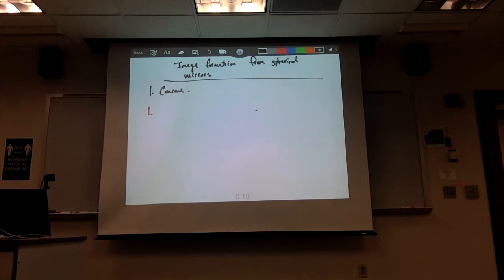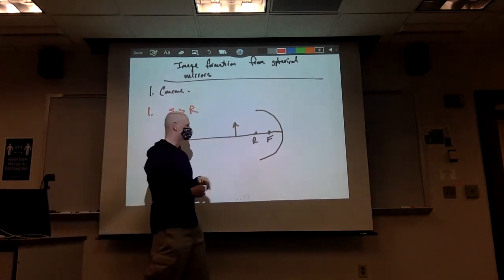So here, first of all, is my concave mirror. Here is my principal axis. Here's my radius of curvature. Here is my focal point, which again is half of the radius of curvature. So for case number one, I'm going to put my object somewhere out here. Case number one is when the object distance is greater than the radius of curvature. So basically I just want it to be larger than the radius of curvature.